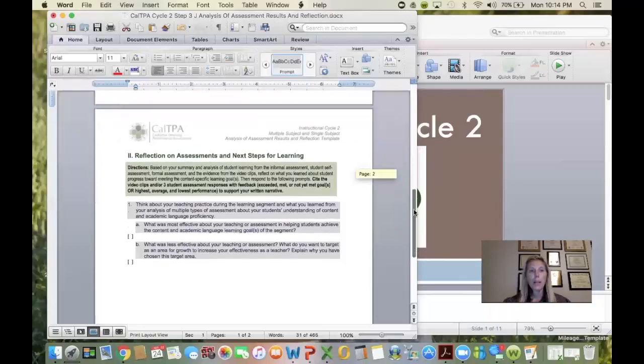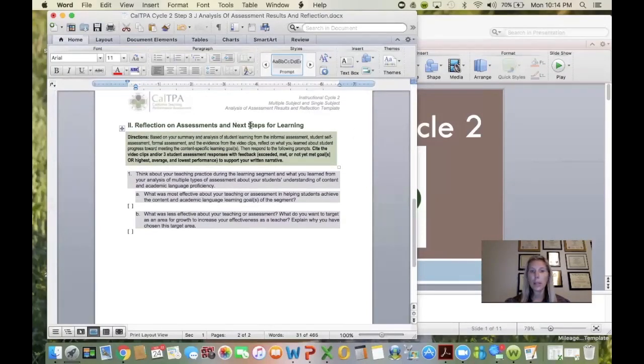Now the second part is your reflection on the assessments and your next steps for learning. So where are you going now that you know this information? So number 1 says, oh, here, let's read these directions because they are actually helpful. It says, based on your summary and analysis of student learning from the informal assessment, right? So from step 2, and from your student self-assessment from step 2, and this formal assessment that you just spoke about above, and the evidence from the video clips, reflect on what you learned about student progress toward meeting the content-specific learning goals. Then respond to the following prompts.